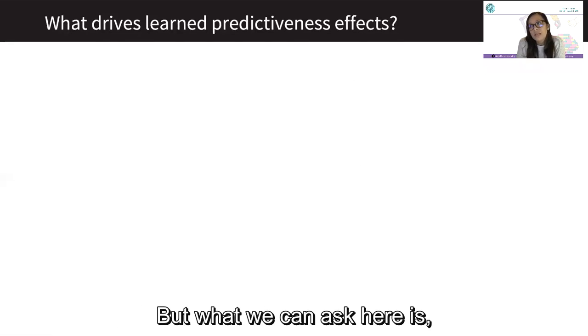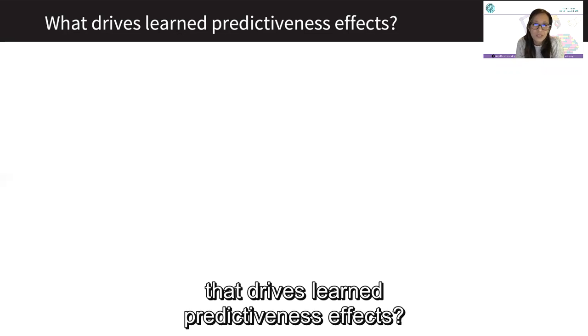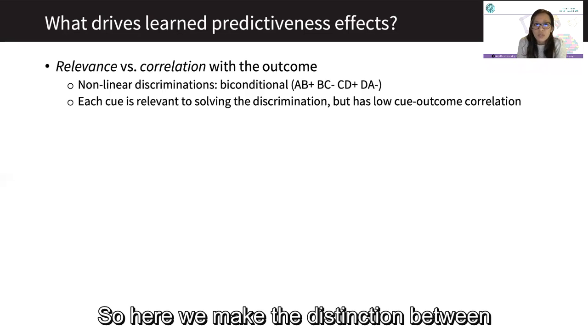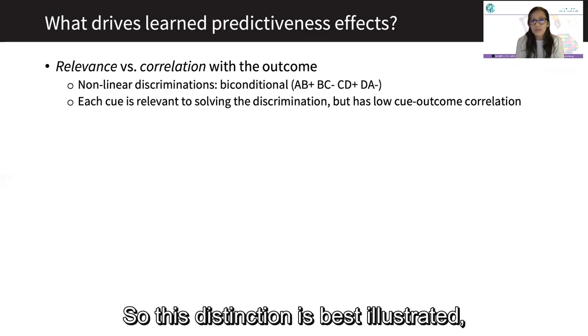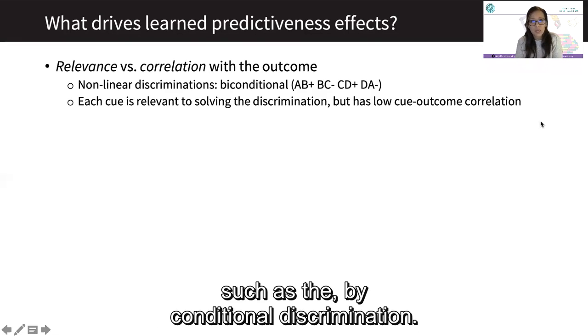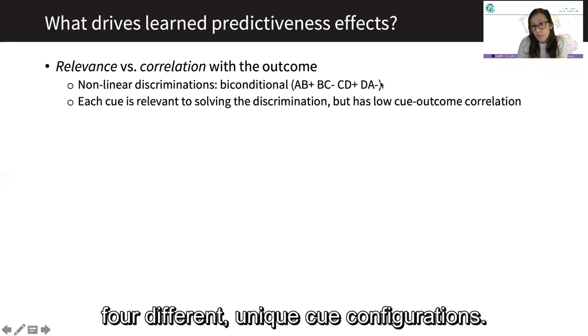But what we can ask here is, what is it about predictiveness that drives learned predictiveness effects? So here we make the distinction between the relevance of a cue and its correlation with an outcome. So this distinction is best illustrated in nonlinear discrimination, such as the biconditional discrimination. So this is quite a difficult discrimination with 4 different unique cue configurations.